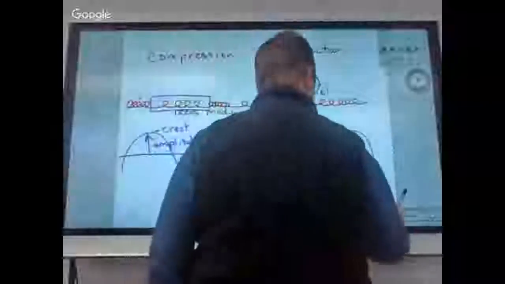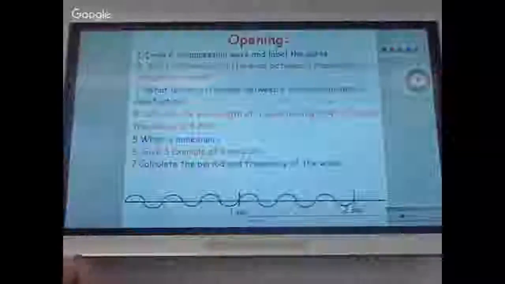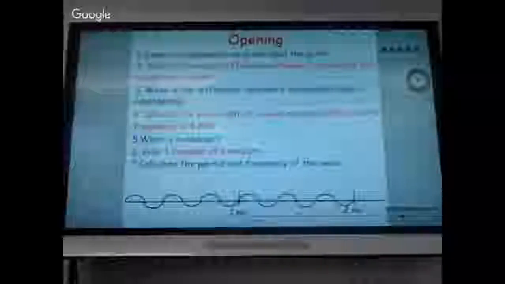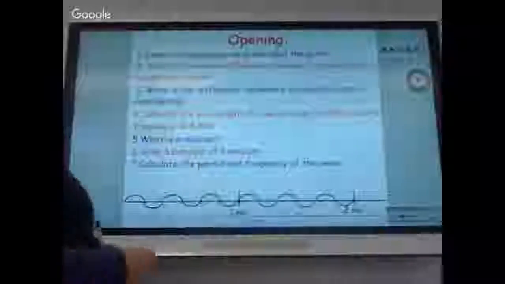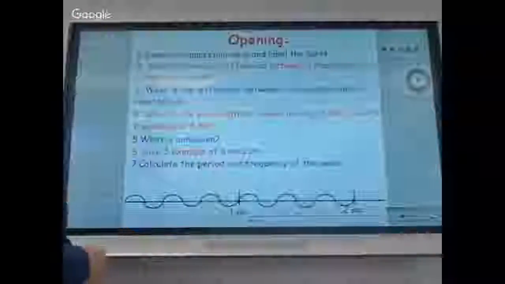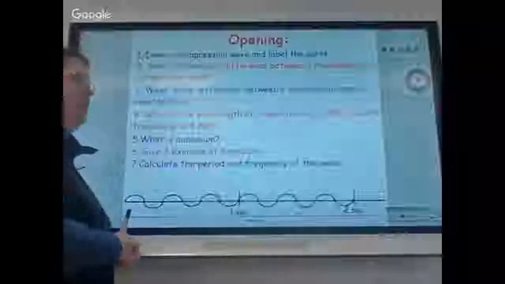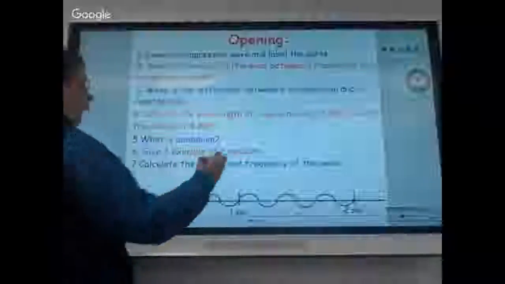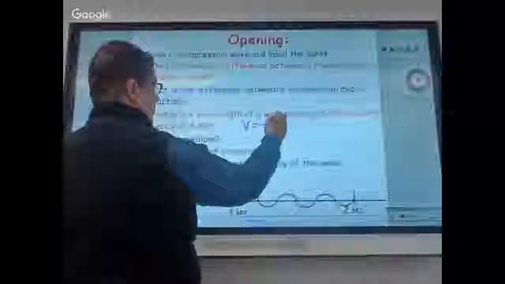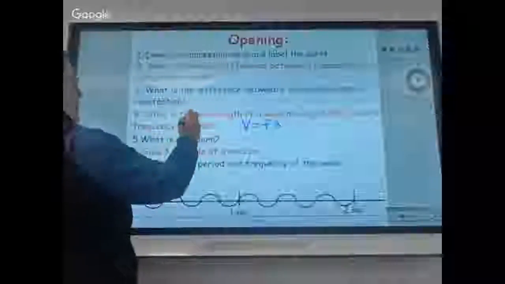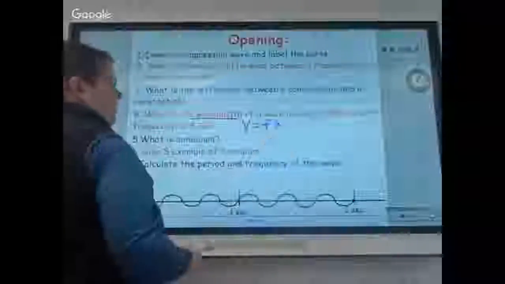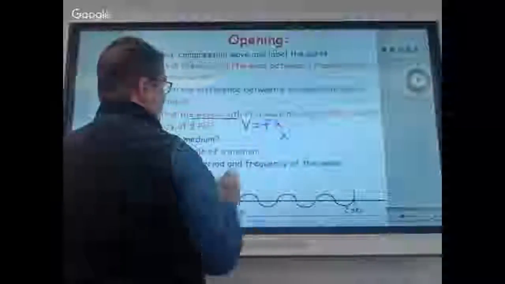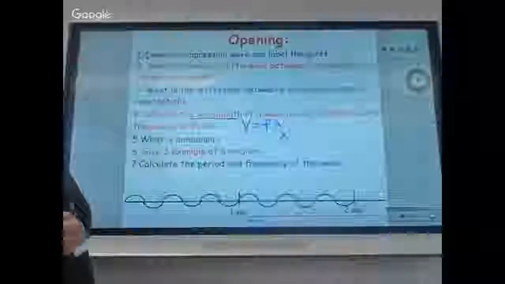All right. Number 3. What's the difference between a compression and a rarefaction? Compressions are close together, and rarefactions are what? Farther apart. All right, number 4 is a calculation. So we want to use what formula? V equals F lambda. All right, so which one of these is wavelength? The V, the F, or the stick man? Stick man is lambda. All right, so what is the frequency?